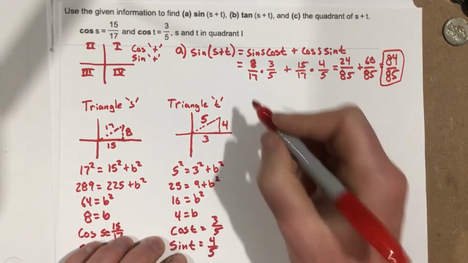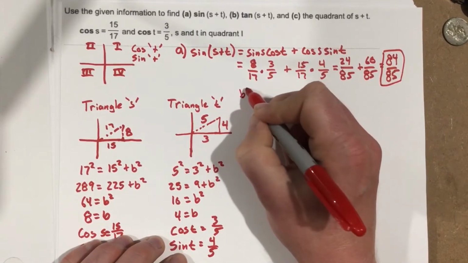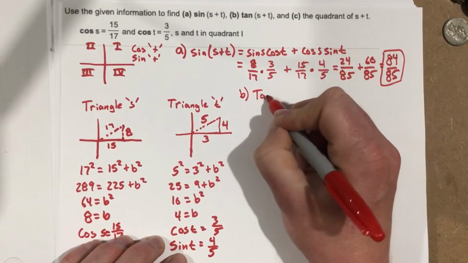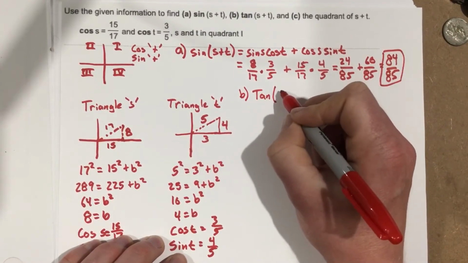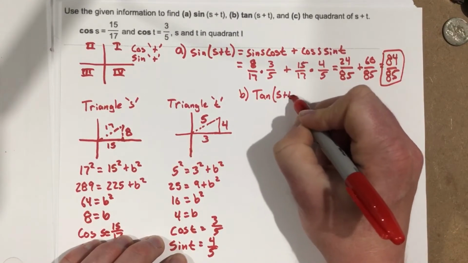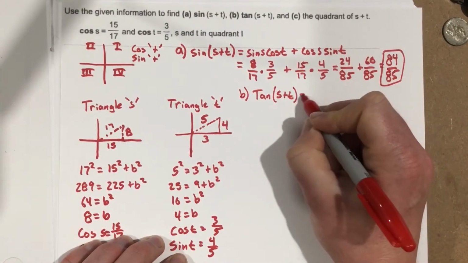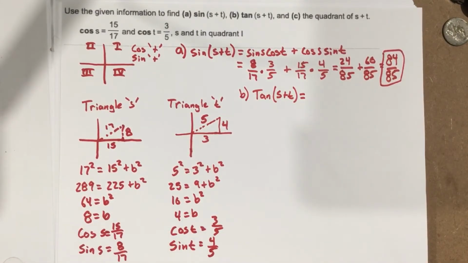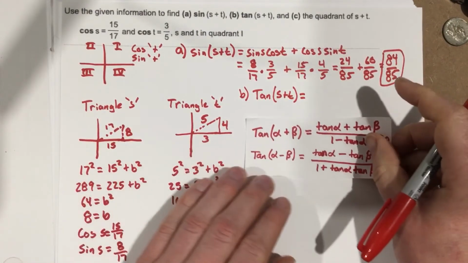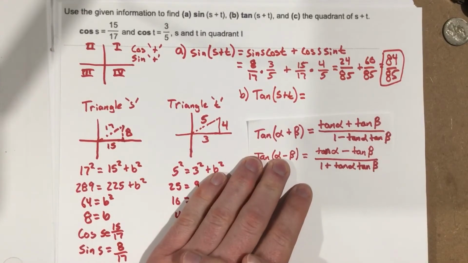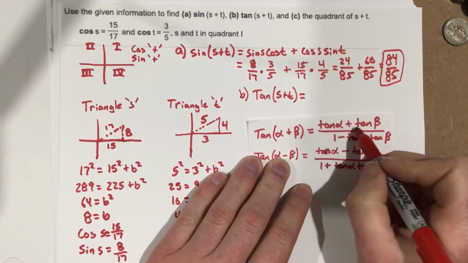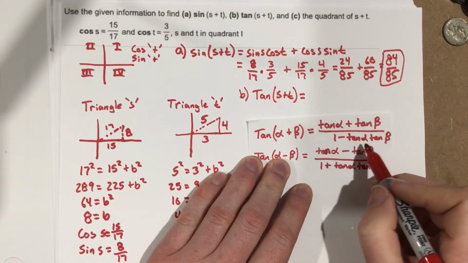Now we want to find tangent of s plus t. So when we want to find tangent of s plus t, we need to go through and use the sum and difference formula for tangent. So it says tangent alpha plus tangent beta over 1 minus tangent alpha tangent beta.